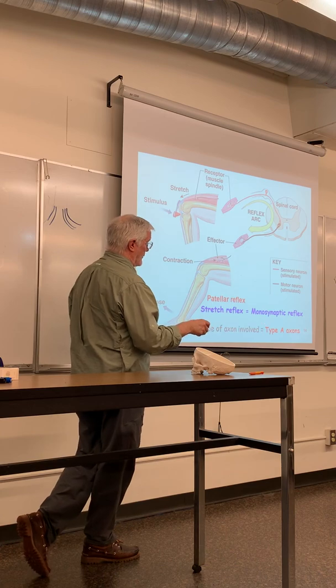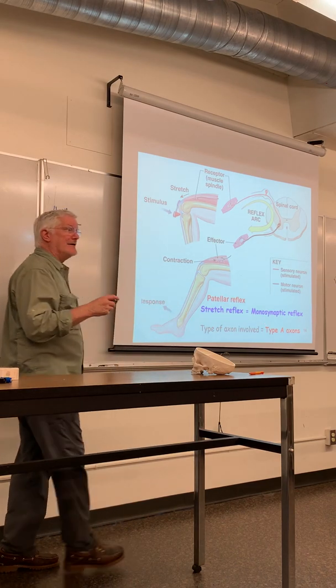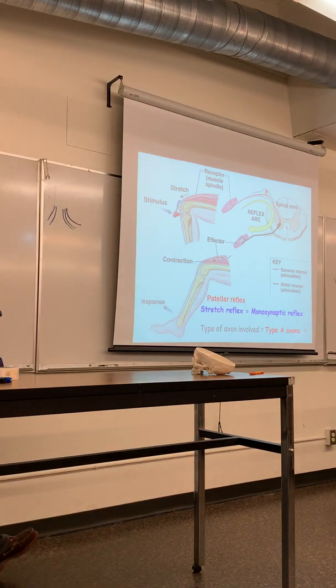The other ones that we're going to focus on are going to be type C fibers. So type A's are 268. Type C's are a whopping 2 miles an hour. That's a big difference. 268 versus 2.